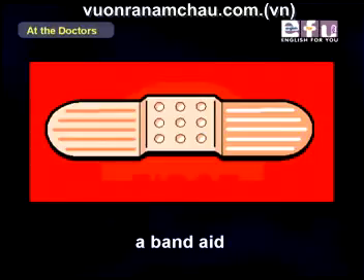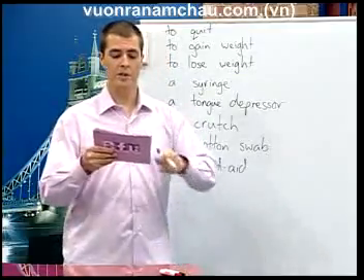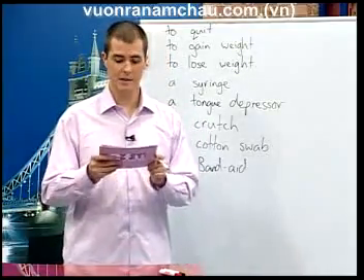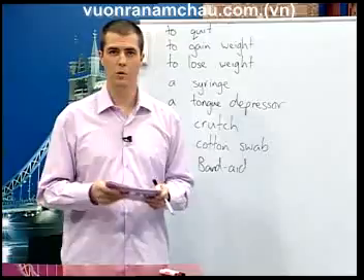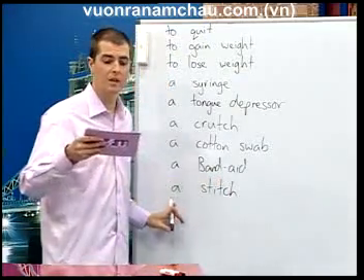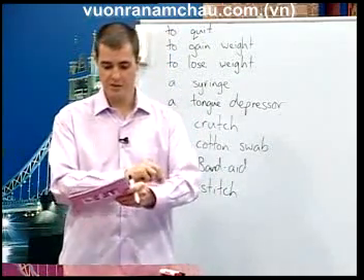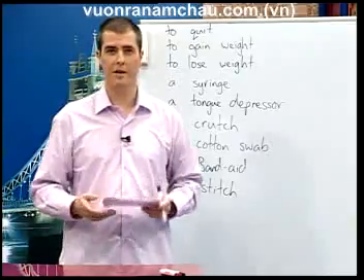A band-aid. This is a thin piece of material that is stuck to the skin to cover cuts and other small wounds. A stitch. This is a piece of thread that fastens the edges of a wound together.